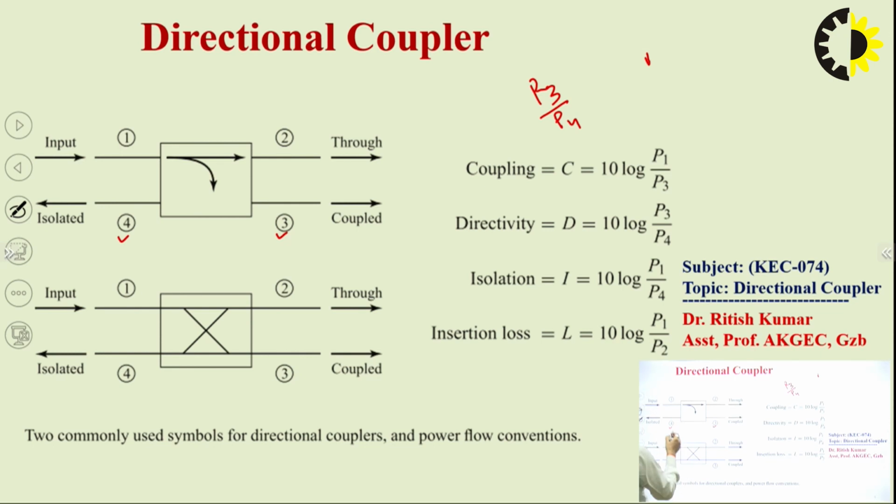Port number 1 and port number 4 are the isolated ports, so the isolation coefficient will be the ratio of P1 by P4, as we have mentioned here. Insertion loss is the ratio of whatever power we have given at the input and received at the output. The remaining power is within the device, which is called the insertion loss, defined by P1 by P2, and we take the logarithm of it, so it is in decibels.